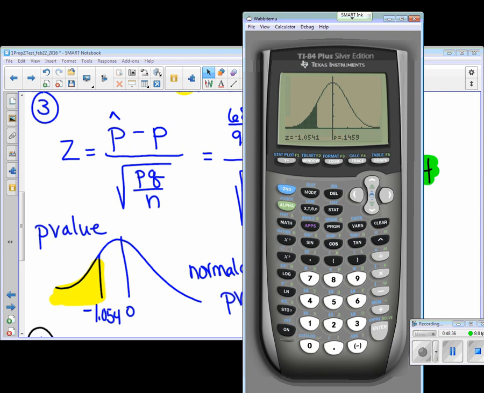We have a shaded graph. It looks like my shaded graph. Notice my z-score, same as what I found by hand. My p-value, same as what I found by hand. Okay? So we know we did it right. Woohoo! We're smart. Okay?